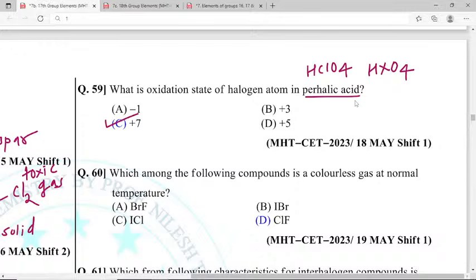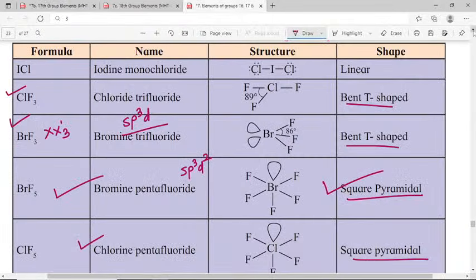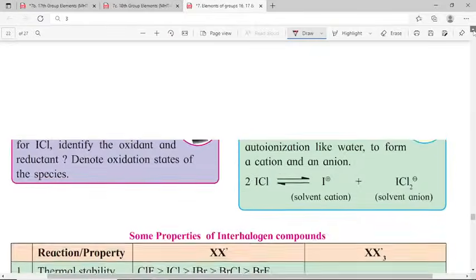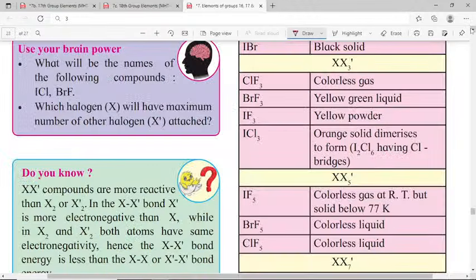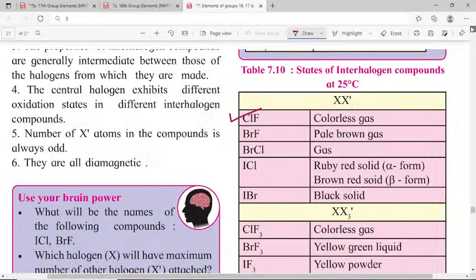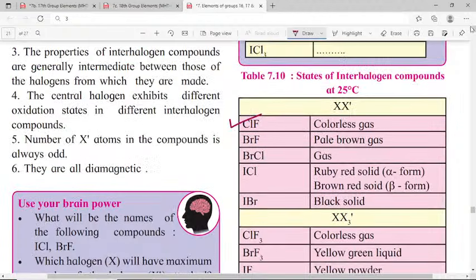Very important question. Which among the following is colorless? I told you, they ask about colorless gas. ClF. They ask about color. Color is very important. I am showing a table here. I will show a table, check in that table. ClF is a colorless gas. Get it. Everyone check. Colorless gas.